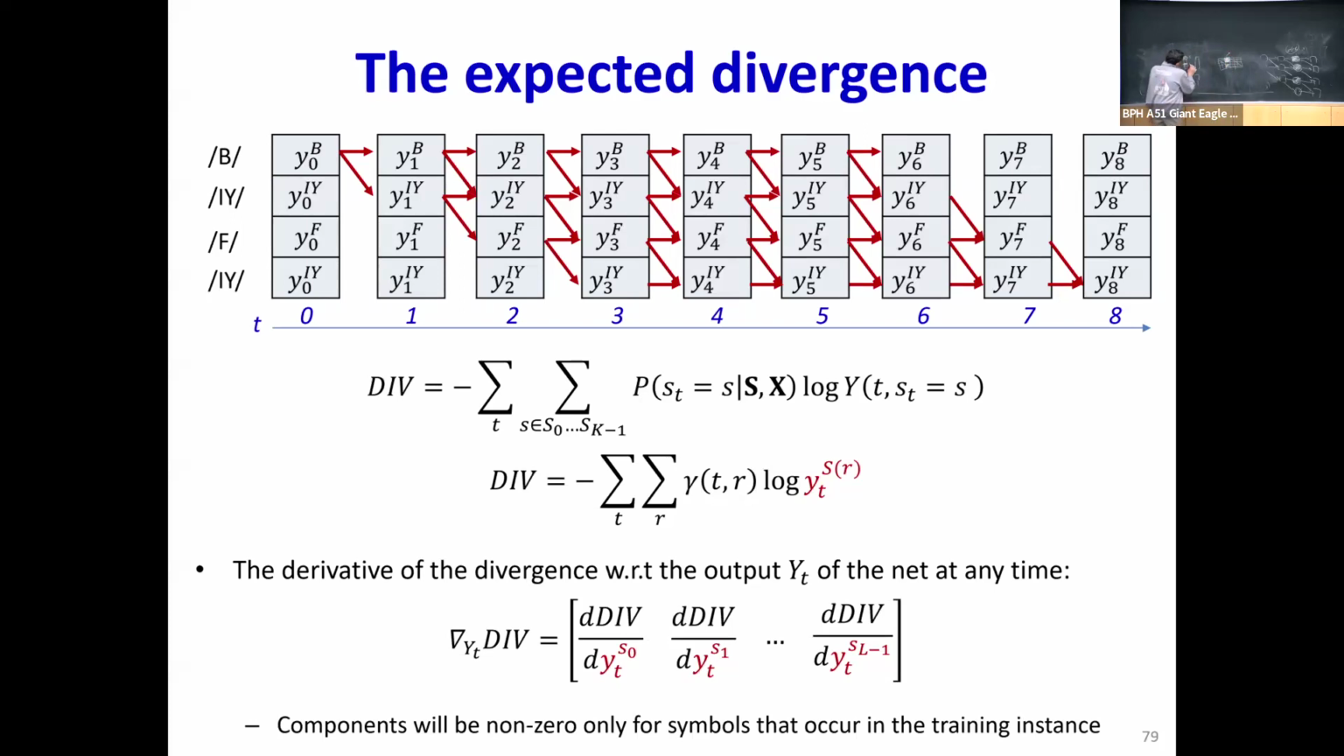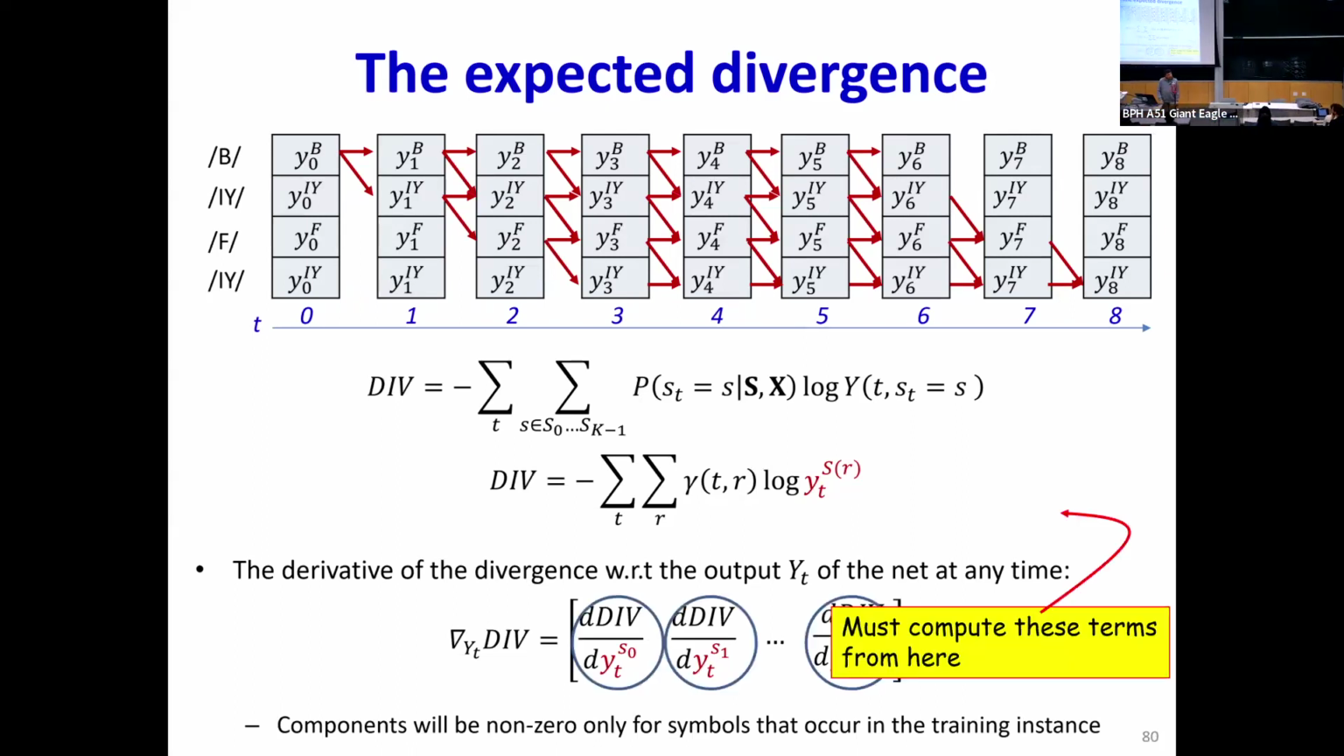Now if this is E, it occurs twice, here and here. So I can compute the total derivative of the divergence with respect to this node and this node and sum them up. And that's going to give me the derivative with respect to E, right? And then once I have these derivatives, I can actually compute the derivative of the divergence with respect to the entire output of the network. So the question then becomes, how do I compute the derivative of the divergence with respect to each of the outputs of the network at any time t?